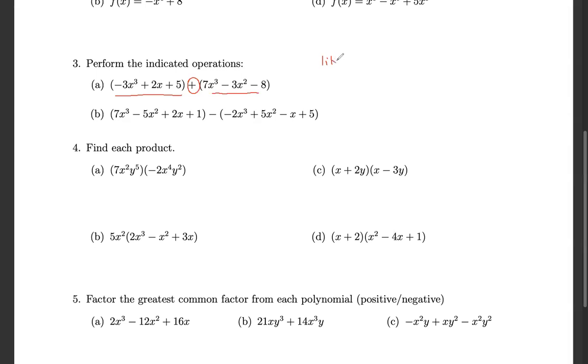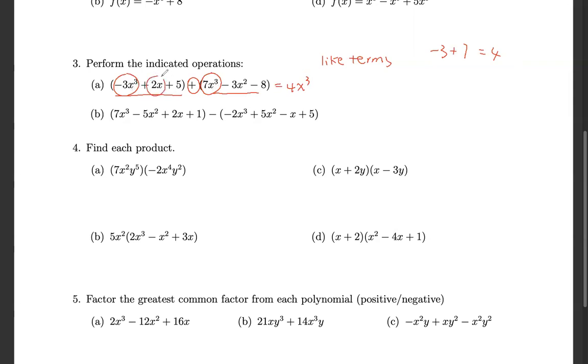We're looking for like terms to combine. Like terms means they have the same variable and the variable has the same exponent. So in this case, we see -3x cubed and 7x cubed. Those two are leading like terms, right? Because they have x raised to 3. Now the leading coefficients are -3 and 7. What's -3 plus 7? Well, that's 4. So we have 4x cubed.